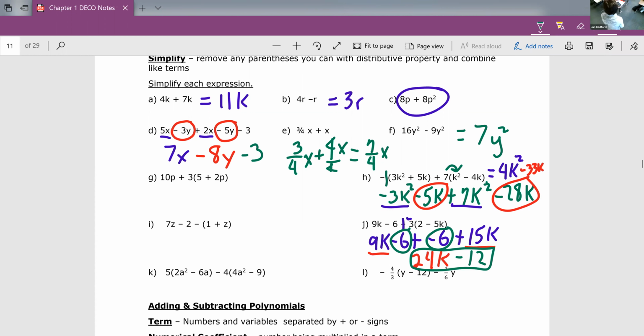If you said just one term, if you're not careful, you may think that those negative 6's canceled out, but they don't because they're the same sign. So I add them together and keep the same sign.